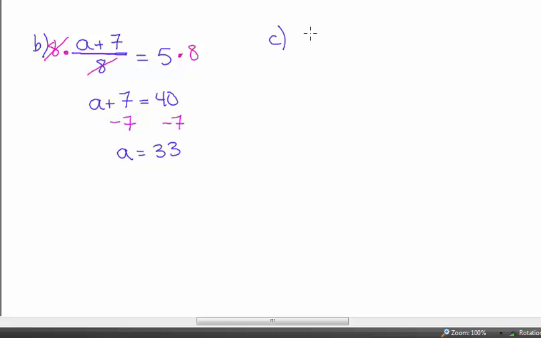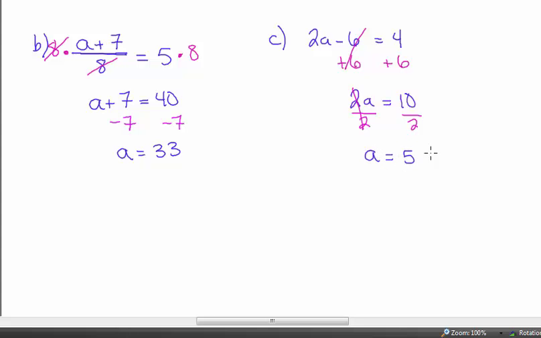Let's try another. 2a minus 6 equals 4. I want to get rid of the minus 6, so I'm going to add 6 to both sides. Again, always trying to get that variable completely alone. 4 plus 6 is 10, and then a is times 2, so I want to divide by 2 to cancel that out, and a equals 5. Always moving away from the a, trying to get the a or the x or whatever the letter is completely alone.